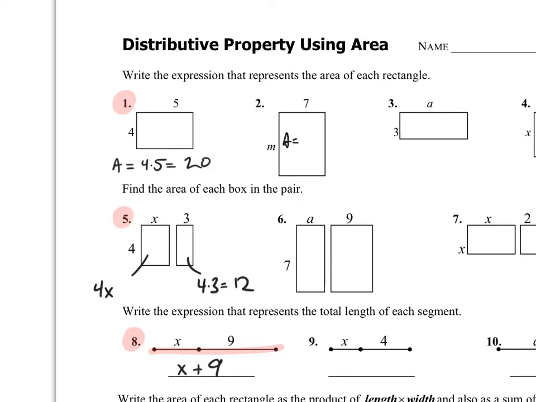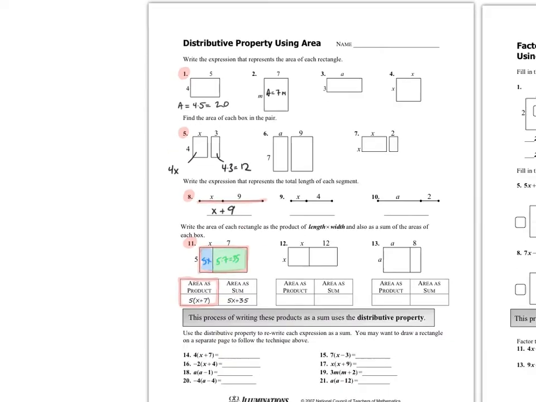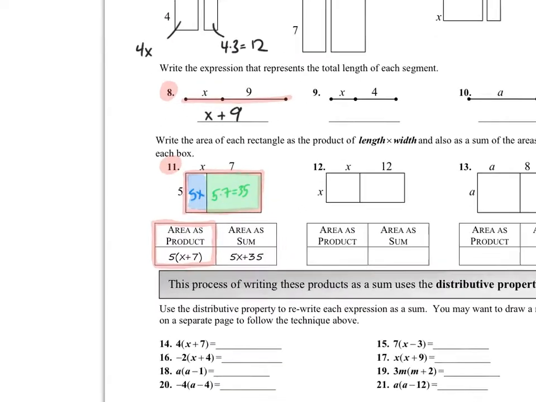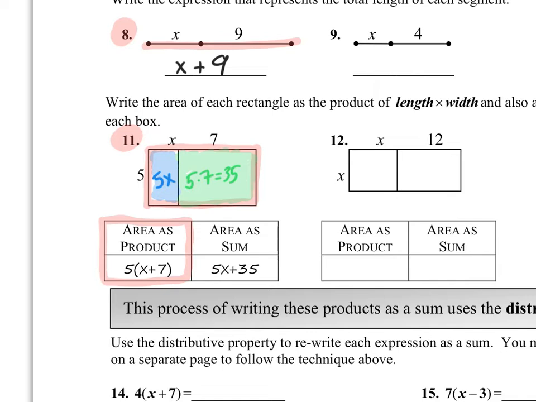For instance, this area would be 7 by m, or 7m. And we did that in order to talk about the distributive property, like in this case here. We could represent the area of this compound rectangle made of two boxes as a multiplication problem of length, which is 5, times width, which is x plus 7. So that's the area as a product.